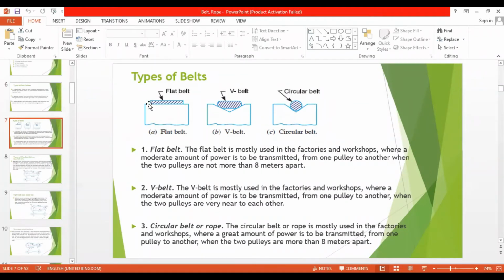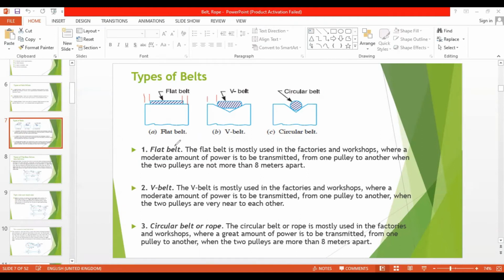Here you see this is the pulley, and here is the belt. As I told you, the pulley would be slightly wider than the belt to accommodate any sideways movement of the belt, but it would not be that large. So this is that region. The flat belt has that region, the V belt also has that region, and the circular belt has another region.